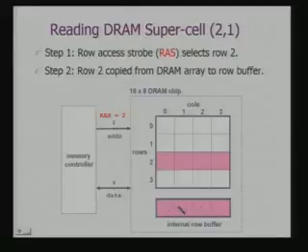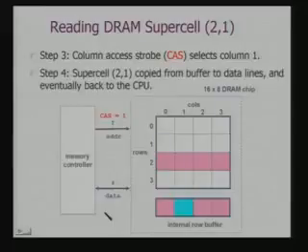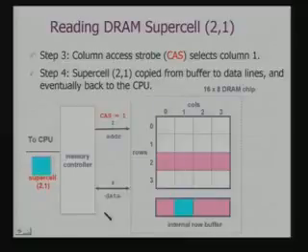Now I have to select a particular cell using the column address. So I shall activate the control signal, which is the column access strobe. What is to be noted is that in this case the address bus is being multiplexed between row address and column address. On the basis of this column address, you select the internal cell in the row buffer, and then it is copied from the buffer to the data lines, and from here to the CPU via the memory controller. This is a typical read operation for DRAM.